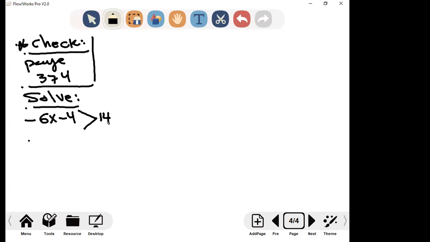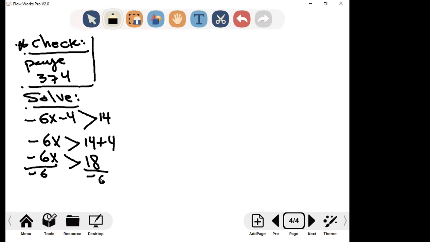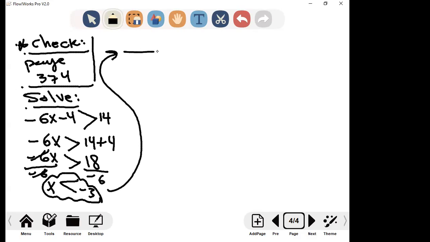So negative 6x more than 14 plus 4 means negative 6x more than what? 18. Now, Rakan, now we divide both sides by what? Yeah, we divide by negative 6 on both sides. So here x. Now switch the inequality. Negative. Got it? Now, this is the solution, and you can graph it here.